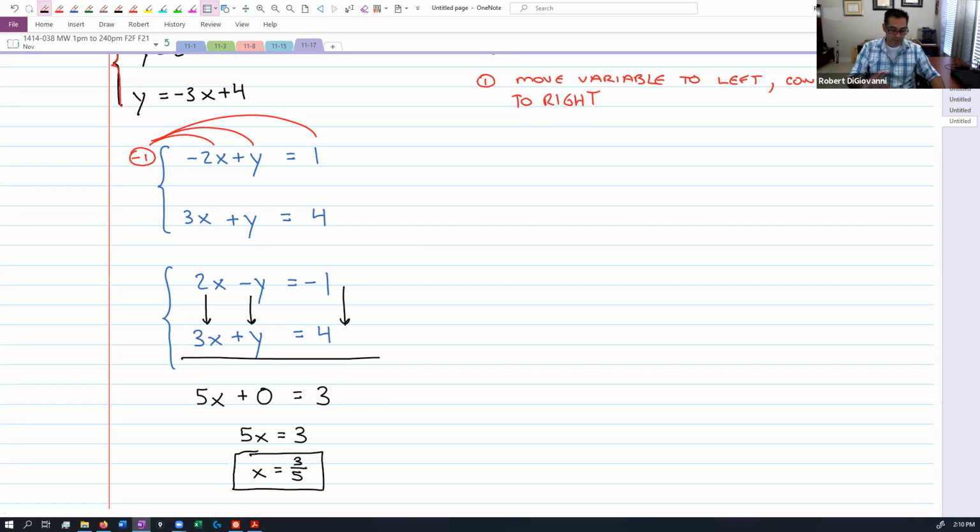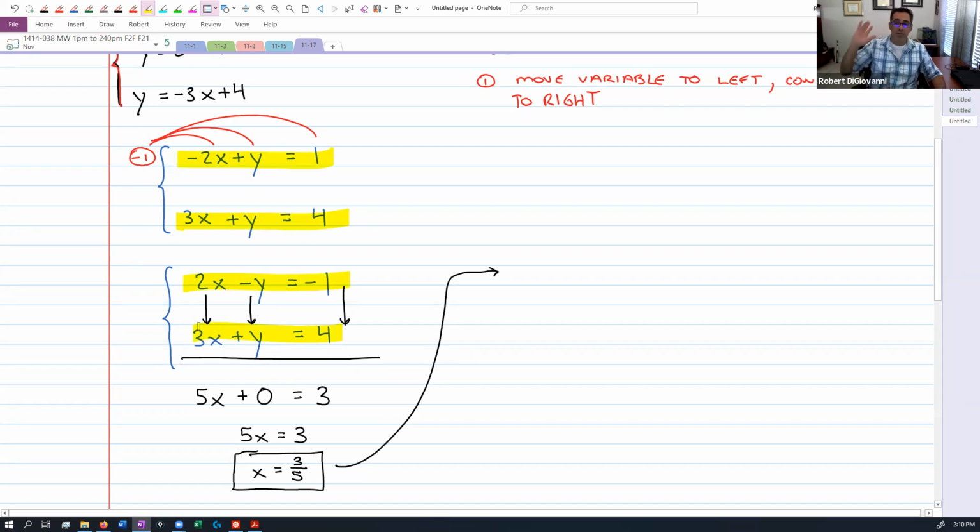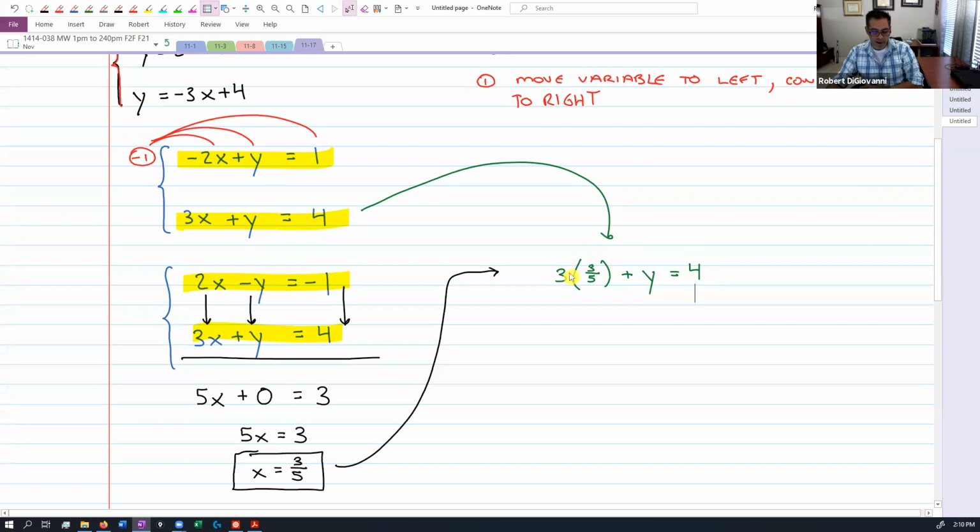The next step is to take this answer and plug it into any equation you want. You get to choose. It doesn't matter. You can't go wrong. You can pick any of those and replace x with 3/5. I'm just going to pick this one. If I replace the x with 3/5 in 3x, and then add y, that should equal 4. I multiply 3 times 3/5, that gives me 9/5, plus y must equal 4.